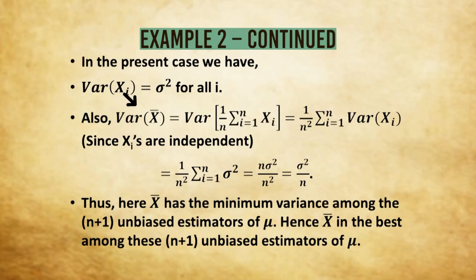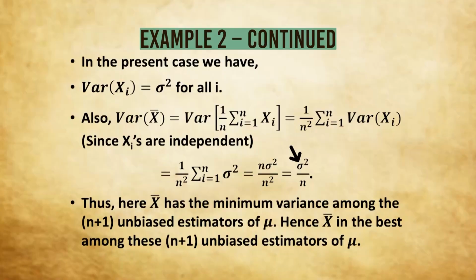Variance of x bar will be variance of 1 by n summation xi. 1 by n, if it comes out of the variance, will be 1 by n square. So 1 by n square variance of summation xi. The xi's are independent, as we have said, random sample. So variance of x1 plus x2 plus ... xn will be variance of x1 plus variance of x2 plus ... variance of xn. Notationally we can write 1 by n square summation variance of xi. So again 1 by n square summation sigma square, because variance of xi is sigma square for all i. So n sigma square by n square, which comes out as sigma square by n.